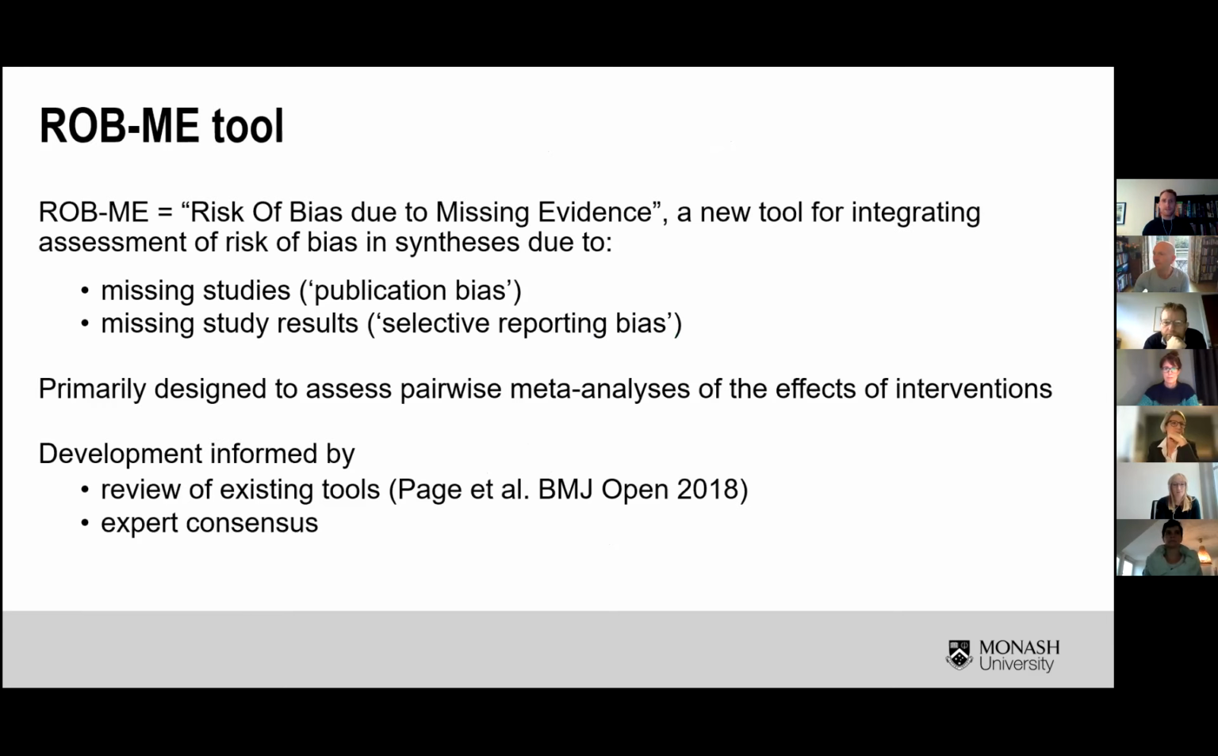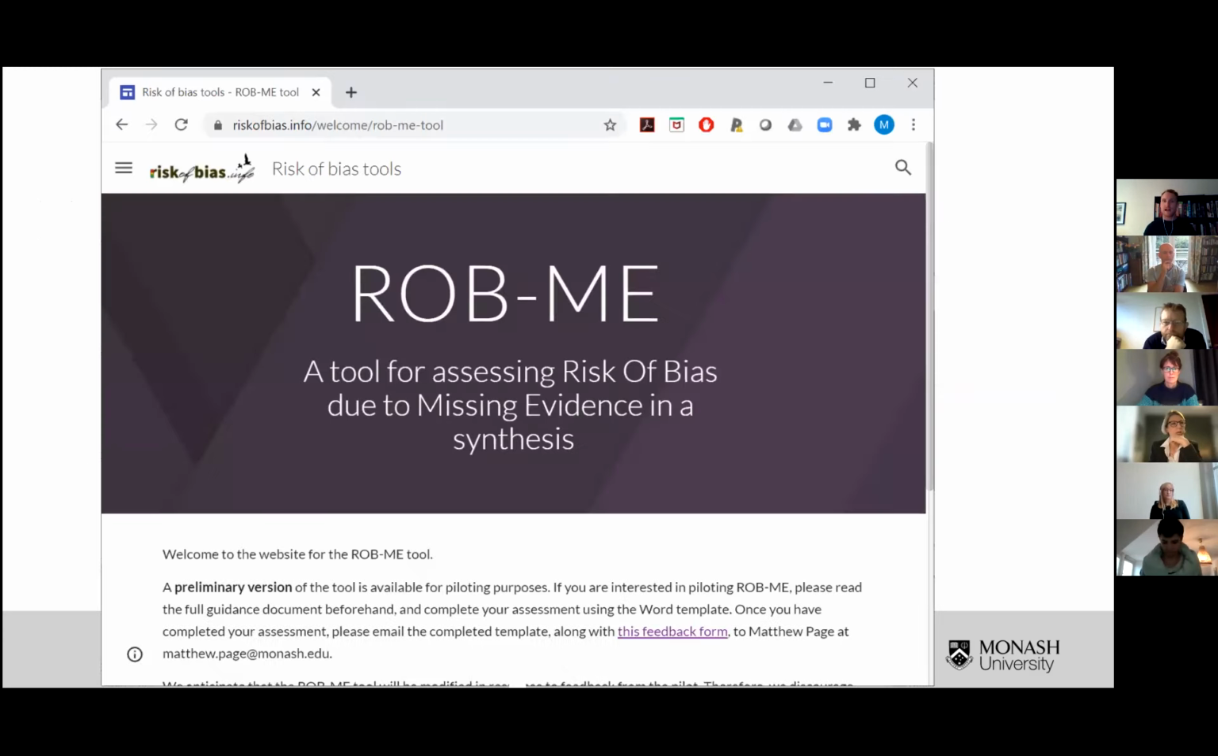So this essentially integrates the assessment of these two types of non-reporting biases. And it's primarily been designed to assess risk of bias in pairwise meta-analyses of the effects of interventions. But later on in the session, we'll hear from Virginia, who's extended this tool to network meta-analyses. And essentially, ROB-ME has been developed based on a review of existing tools and expert consensus, as well as some piloting. So we released a preliminary version of the tool in October last year, and that's available now for everyone to have a look at if you're interested at the riskofbias.info website.